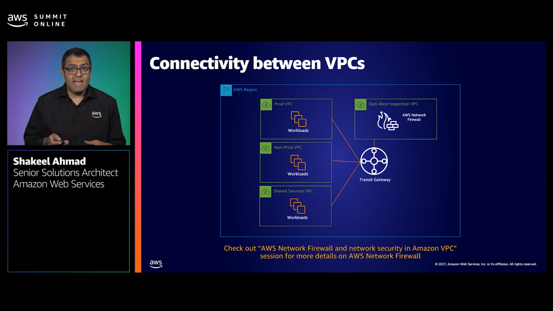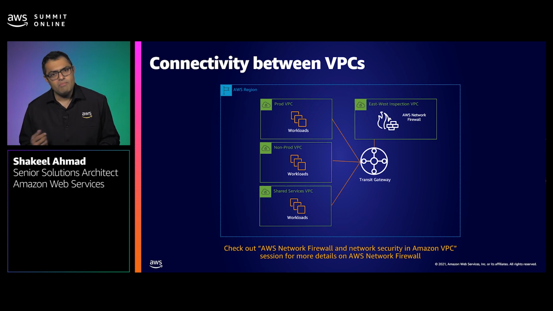This inspection VPC may have AWS Network Firewall, which can inspect, filter, or drop the traffic as you need based on your compliance requirements. It may simply be a scenario to, let's say, control access from non-prod to prod by creating an inspection boundary, or it may be an inspection boundary you want to create between various segments of your business or partners.